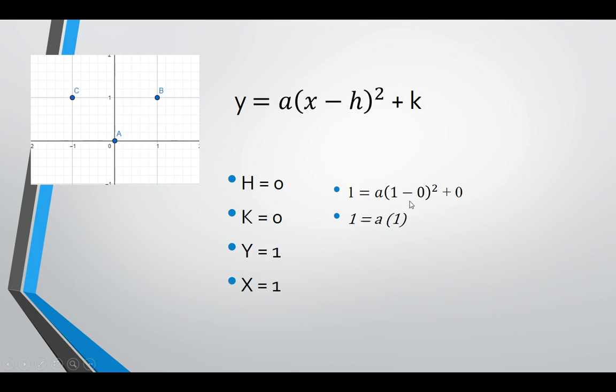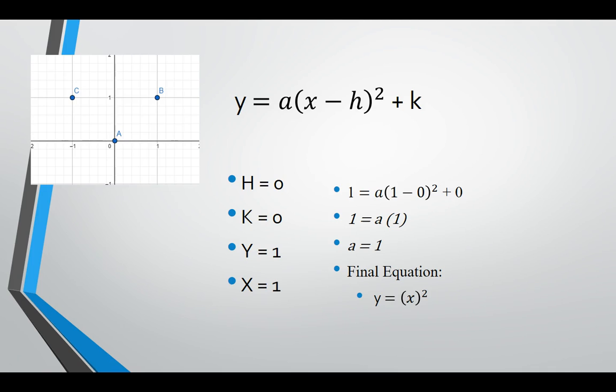1 minus 0 is 1, squared is still 1. You can get rid of the 0. And now you know that a equals 1. So our final equation, when we plug our values back in here, we get y equals x squared. Now, you may be asking, well, where are h and k? Well, for this situation, since h and k are 0, they disappear. And since 1 is our a value, we also do not have to write it. So we actually get the very normal quadratic equation, which is y equals x squared.